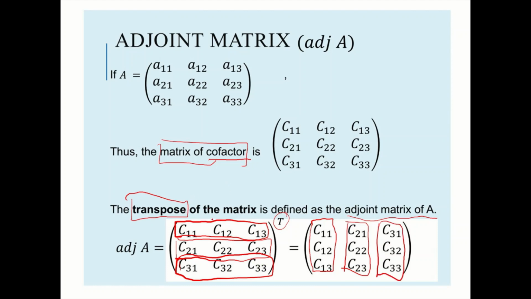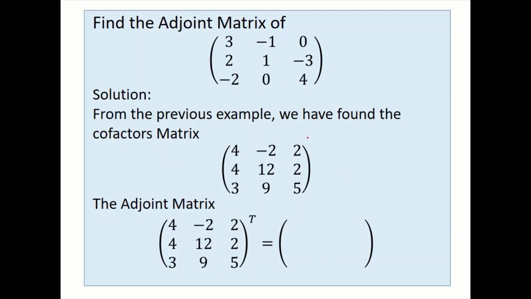So when we transpose the matrix of cofactor, the result we get here is called the adjoint matrix. Okay, so let's continue with the example we have in the previous section. We have this matrix, and we now want to find the adjoint matrix of this. From the previous example, we have found the cofactor matrix. The matrix of cofactors will be this: 4, -2, 2, 4, 12, 2, 3, 9, 5.